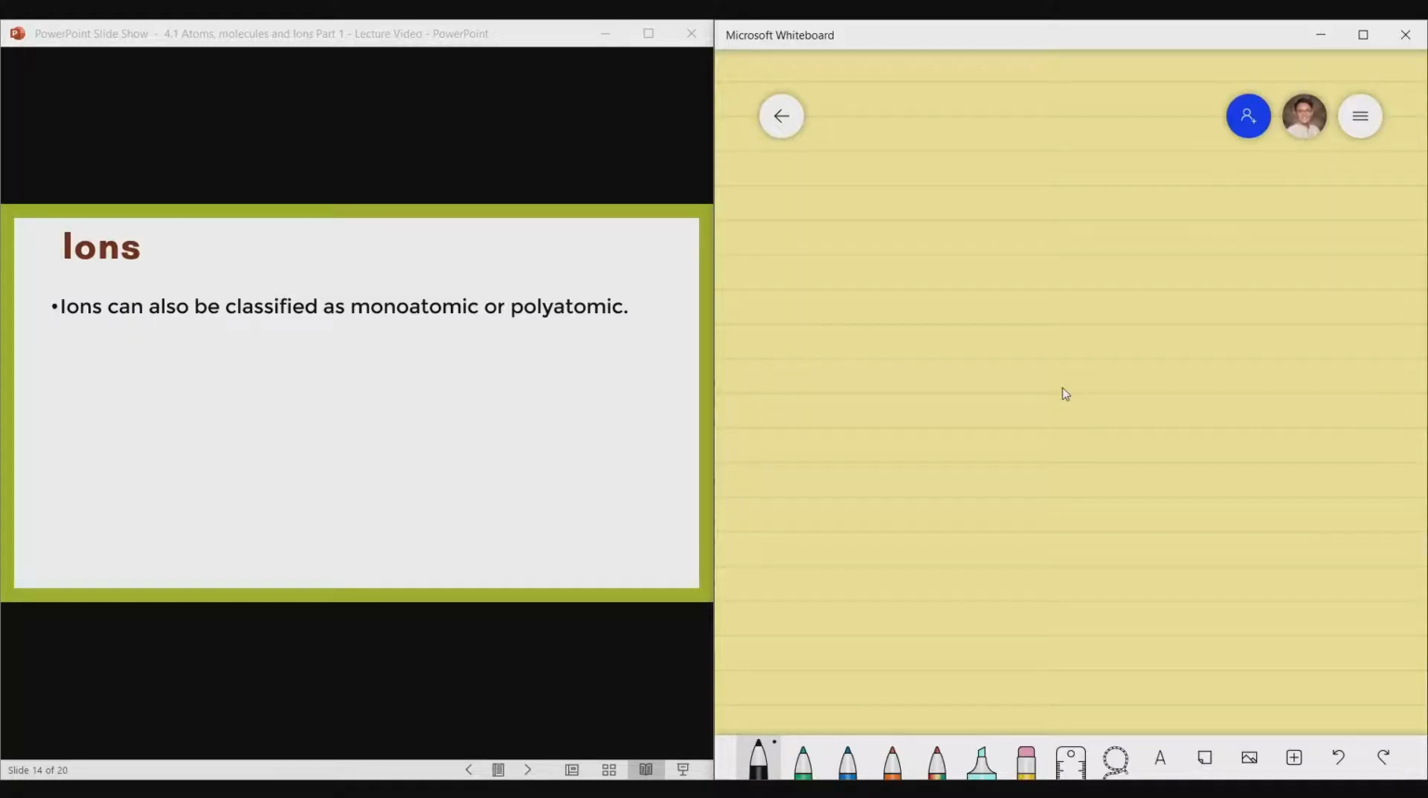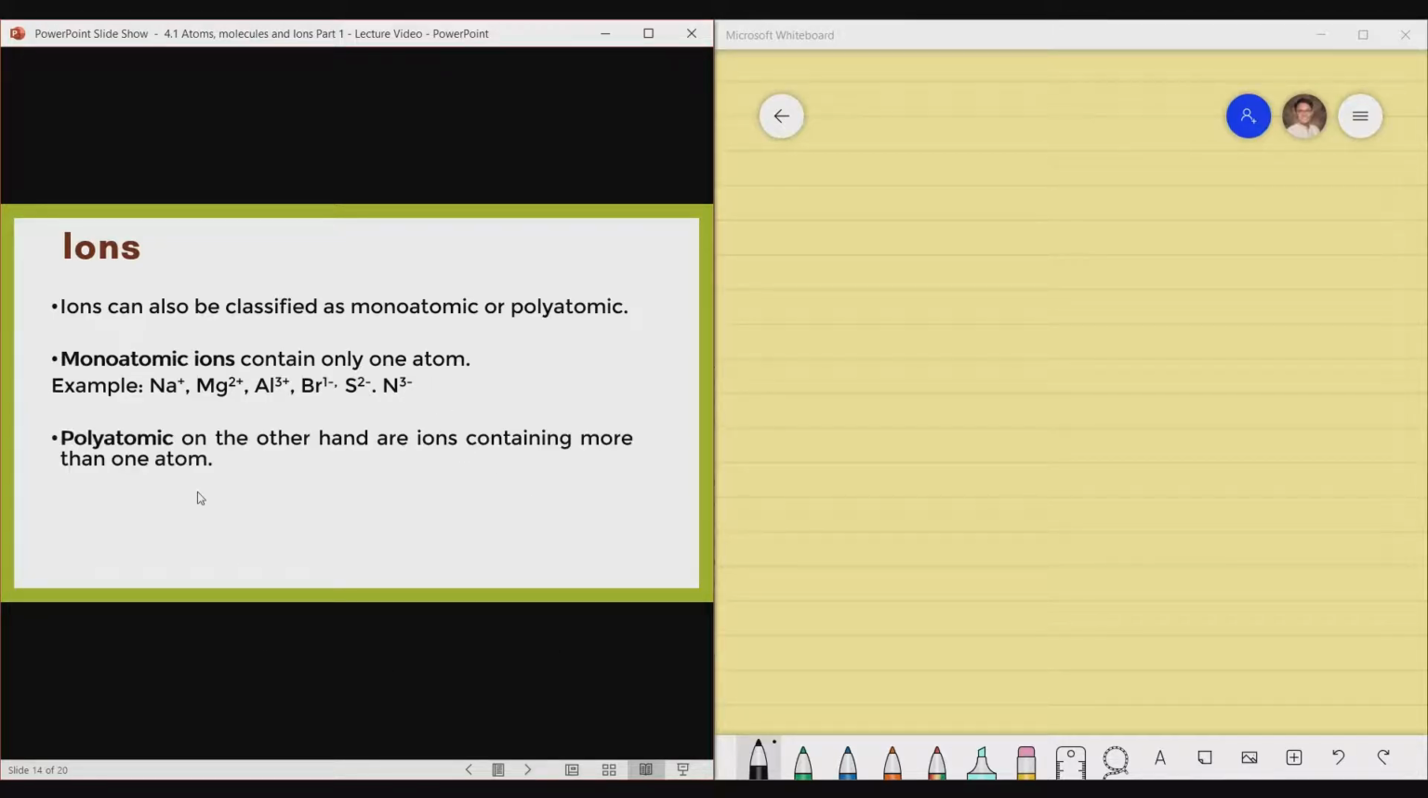Alright, continuation. Now, ions can also be classified as monoatomic or polyatomic. When you say mono, as the prefix suggests, monoatomic contains only one atom. Examples are your Na+, Mg2+, Al3+, Br-, S2-, and N3-.